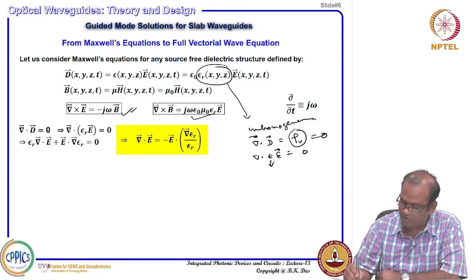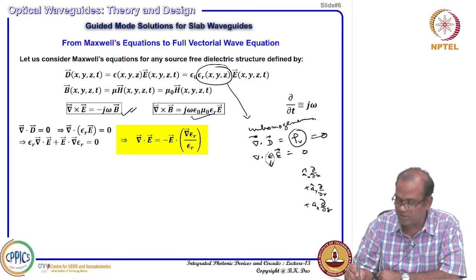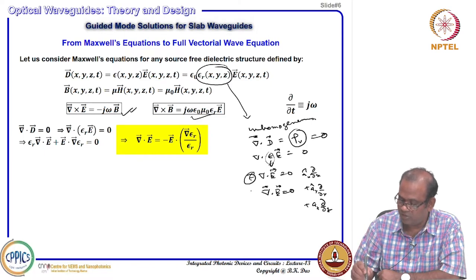If epsilon is constant, I could take del as del/del x a_x plus a_y del/del y plus a_z del/del z, meaning partial derivatives are required. If this is a constant homogeneous medium, then epsilon could be taken outside, and you get epsilon del dot E equal to 0. You could easily write divergence E equal to 0, because epsilon is a factor.